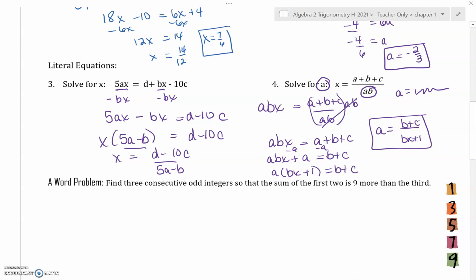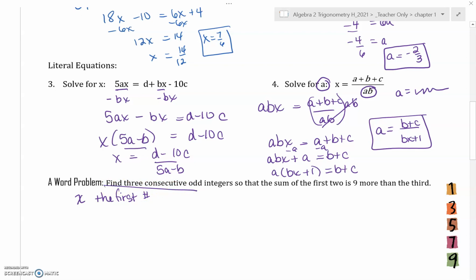Okay, the next problem is a word problem. It says find 3 consecutive odd integers so that the sum of the first two is 9 more than the third. So the first thing I want you to do is think about how you could describe odd integers that are consecutive. So if x is the first number, how would you describe the next two? Because it says find 3 consecutive odd integers.